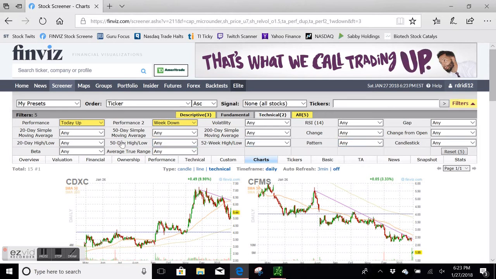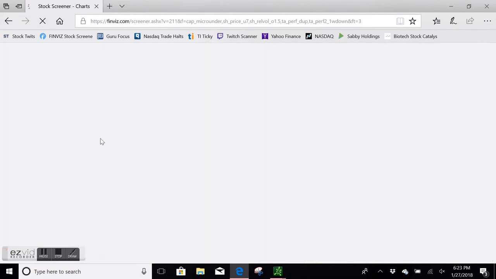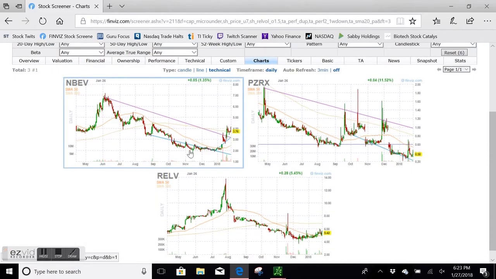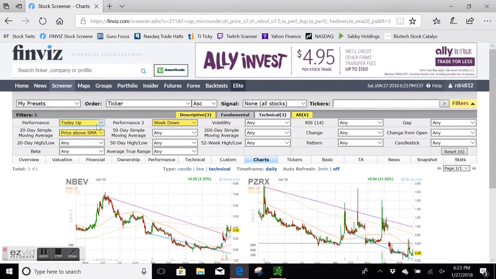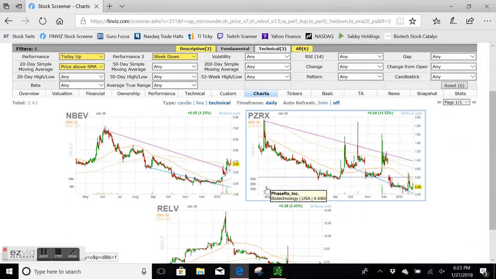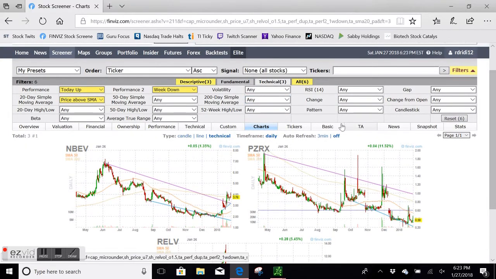And what else would I do? And then let's say the price is above the 20 SMA. So these are stocks where today is up, the week is down, and it's above the 20 SMA. So potentially a pullback and a nice move up on Friday, potentially setting up for a nice move next week.